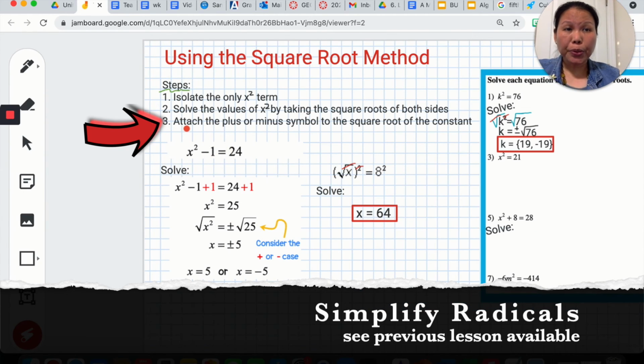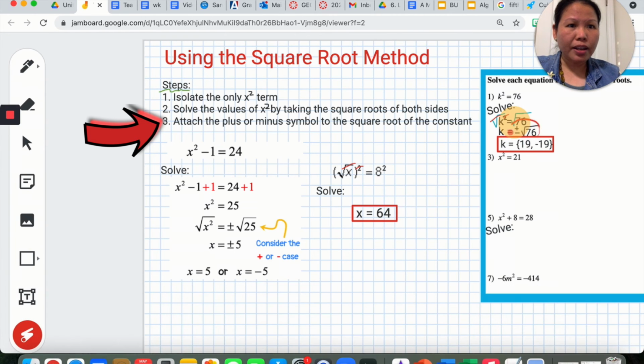Don't forget step 3 in solving using the square root method. Attach the plus or minus symbol to the square root of the constant. So that's what I have: plus or minus square root of 76. That's how we read it. And then we simplify the square root of 76.